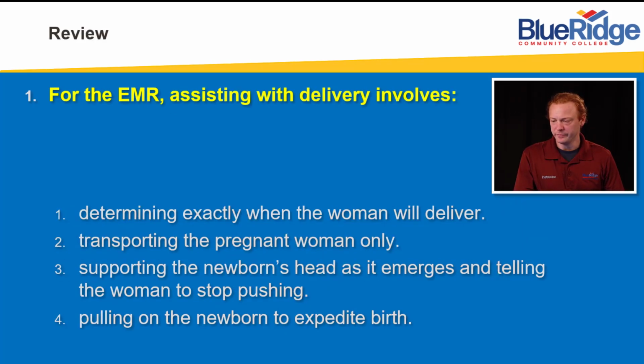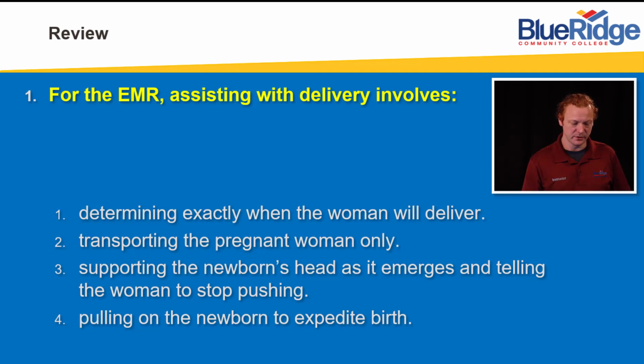So we have some review questions of Chapter 16. For the EMR, assisting with delivery involves: 1, determining exactly when the woman will deliver, 2, transporting the pregnant woman only, 3, supporting the newborn's head as it emerges and telling the woman to stop pushing, or 4, pulling on the newborn to expedite birth?